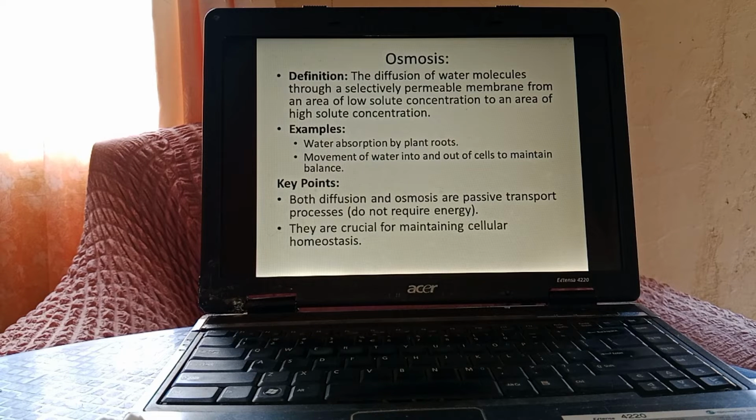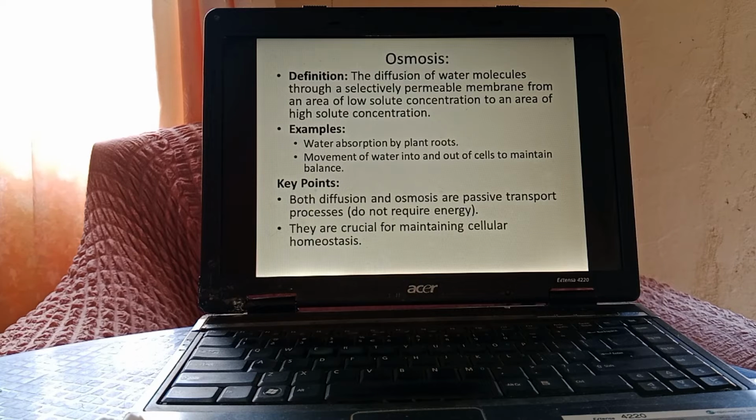Remember, the water in the ground has low solute concentration, and the water inside the plant has high solute concentration, and so the water will be forced to move up the roots. Another example is the movement of water into and out of cells to maintain balance, even in the human body.